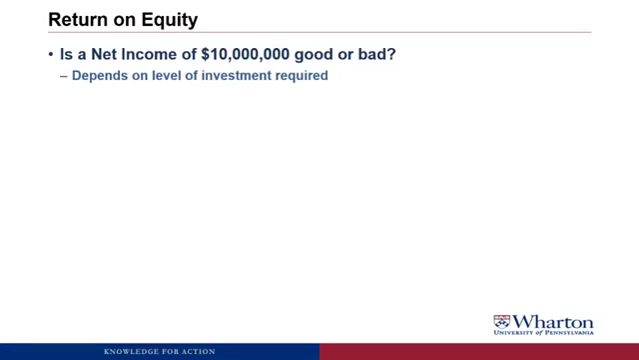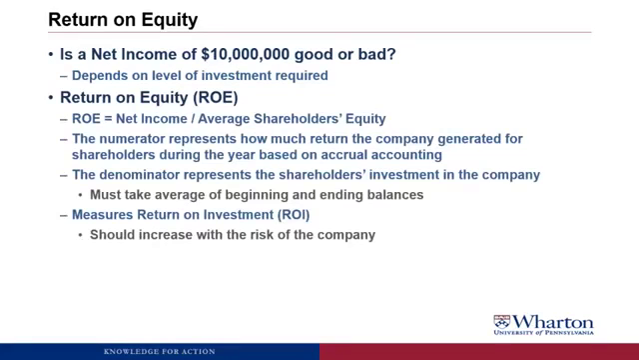So to assess whether net income is good or bad, it depends on the level of investment required to get that net income. And that's what return on equity is going to tell us. Return on equity is net income divided by average shareholders' equity. So the numerator is telling you how much return the company generated for shareholders during the year based on our accrual accounting. The denominator is going to give you the shareholders' investment in the company.